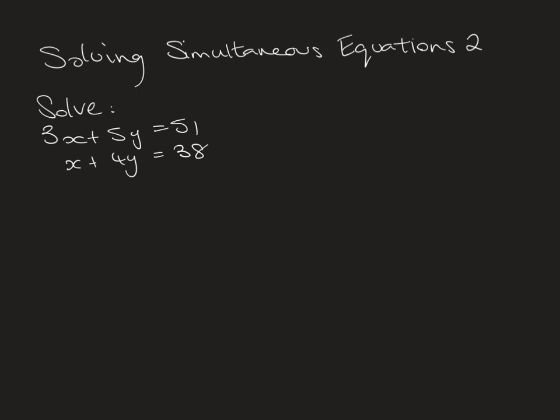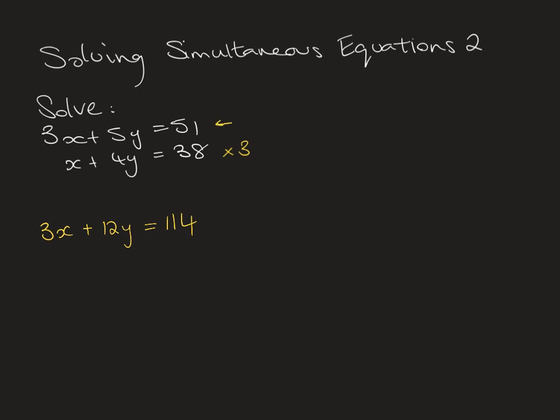But if we triple the second equation, then we would have 3x in both equations. So my next step is to multiply everything in that second equation by 3. So x times 3 is 3x, 4y times 3 is 12y, and 38 times 3 is 114. A really common thing to do here is to not multiply everything by 3, so do watch out for that.